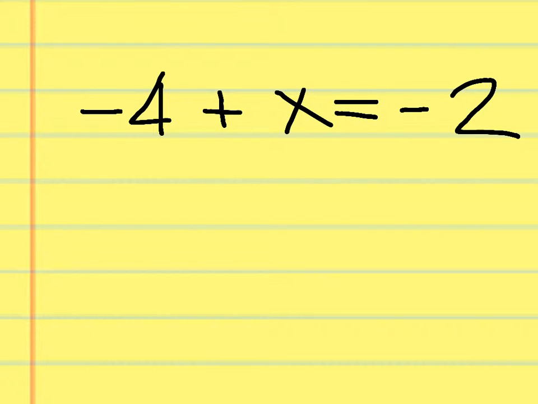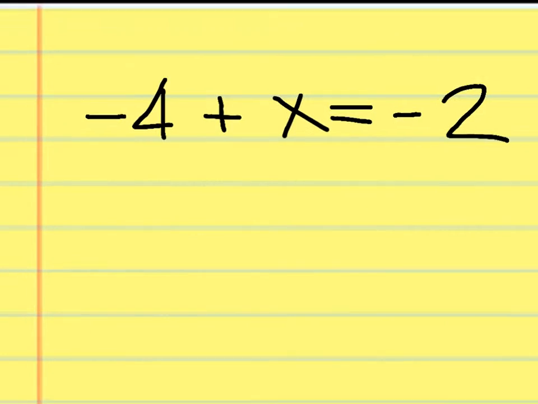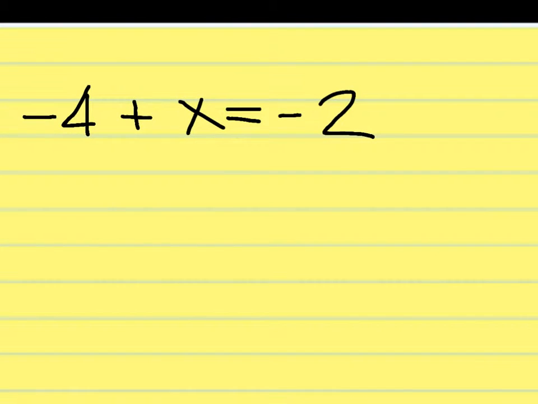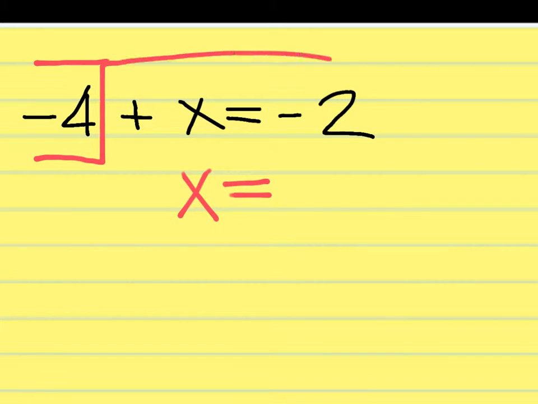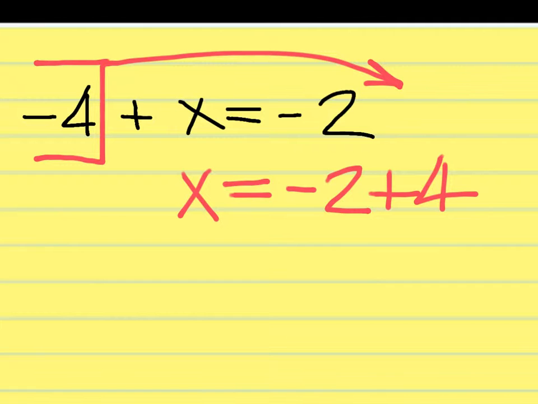We want this x by itself. Let's shrink this up and move it over. There we go. The x has got to be by itself on the left. This minus 4 must go to the right side. What does it become on the right side? It's plus 4, right. And then negative 2 plus 4 is 2.